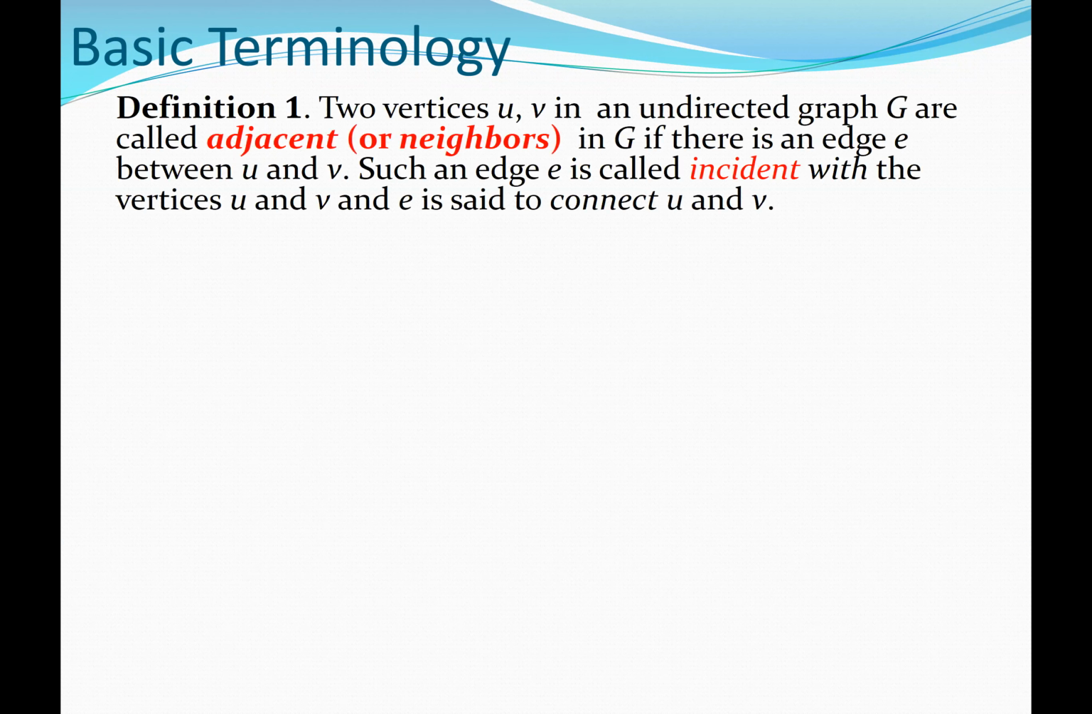So the first definition we have for today is adjacent. Two vertices U and V in an undirected graph G are called adjacent, or in other words, neighbors, if there is an edge connecting U and V. The edge that connects the two vertices U and V is called an incident edge. So, incident and adjacent. Okay.